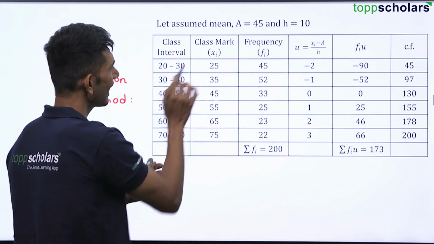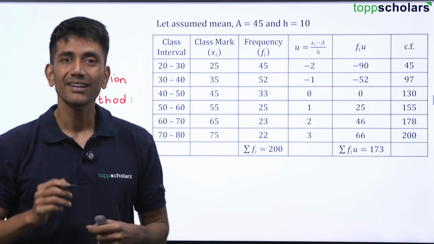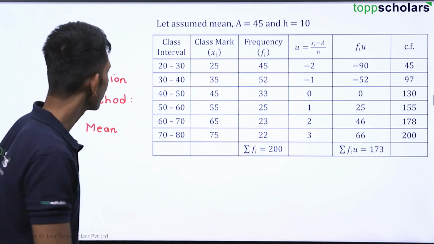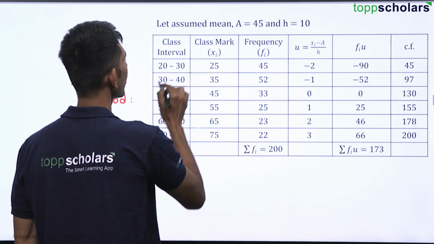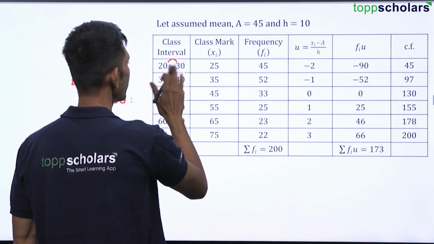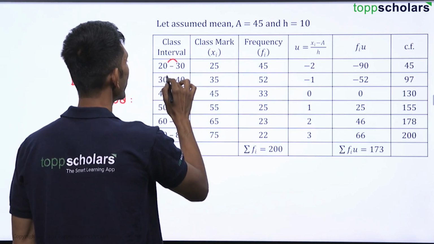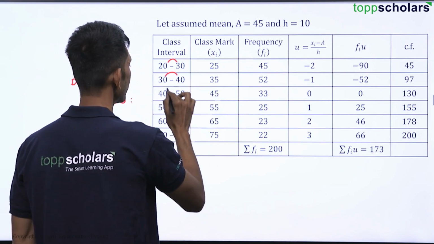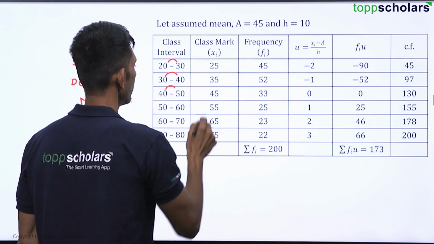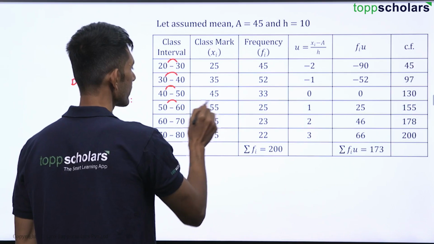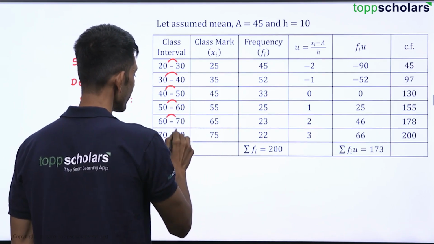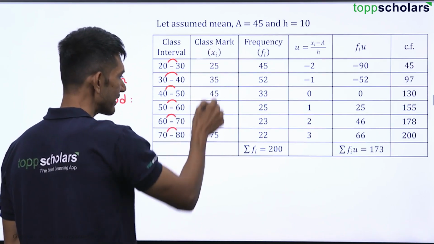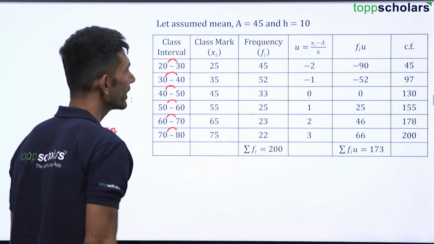Firstly, we'll find out the class mark. How do we find out the class mark? Class mark is nothing but the mean of the class interval. So you take the midpoints of the class interval, 20 to 30. That is 20 plus 30 divided by 2. That gives you 25. 30 to 40, that is 30 plus 40 divided by 2, that is 35. 40 to 50, that is 45. 50 to 60, that is 55. 60 to 70 is 65. And 70 to 80 is 75. That is your xi.